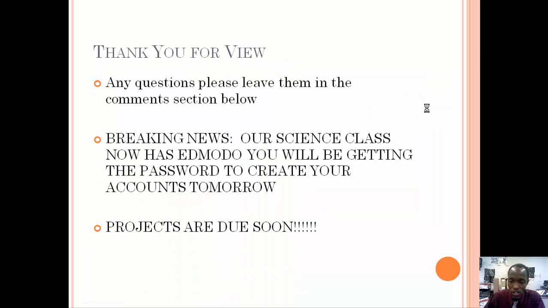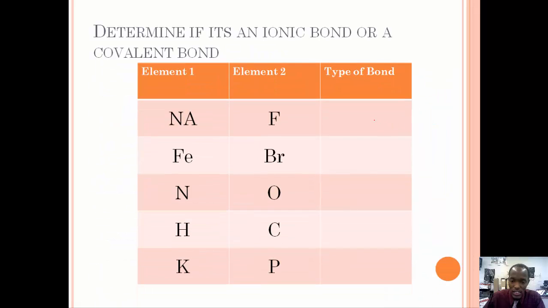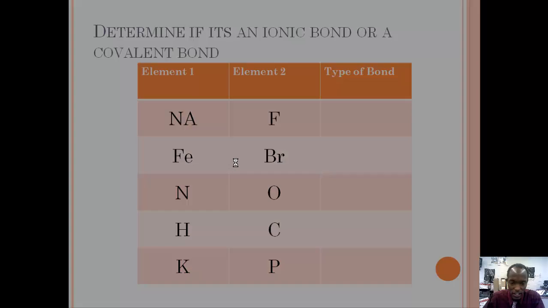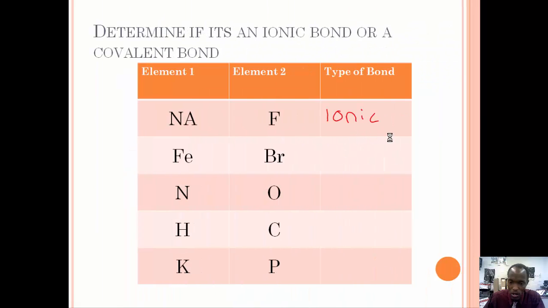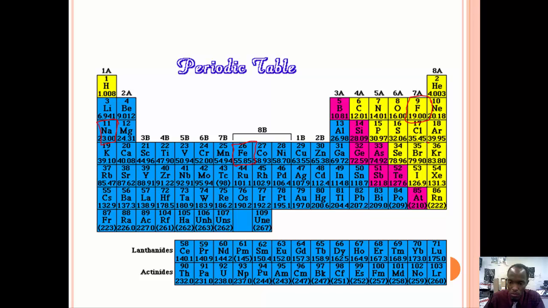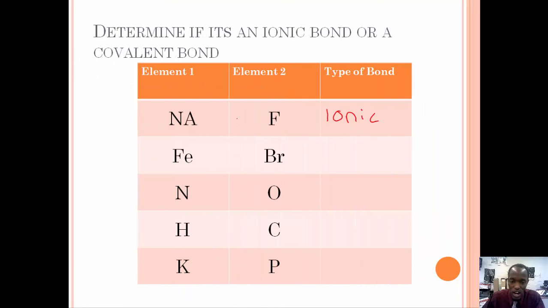So its bond will be ionic. Alright, Fe. Fe is a metal, and it's going to bond with bromine, which is also a non-metal. So this again, our metal, non-metal. Our metal and non-metal.